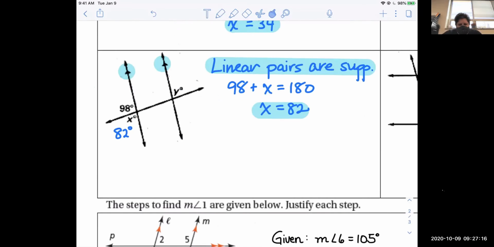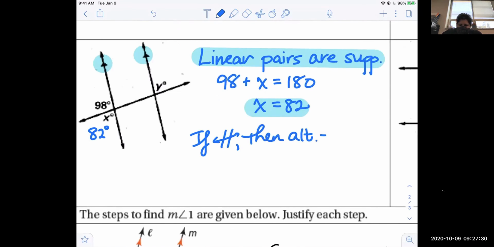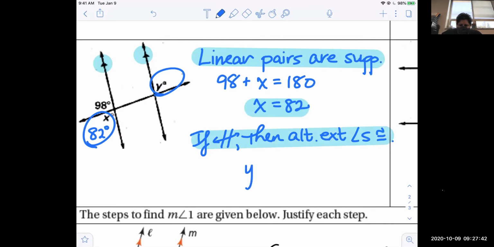Evie, what would be the value of Y? Because Y? Good. So she's using the alternate exterior angles. Thank you. So 82 and Y are alternate exterior, and they will be congruent. So Y will equal 82.